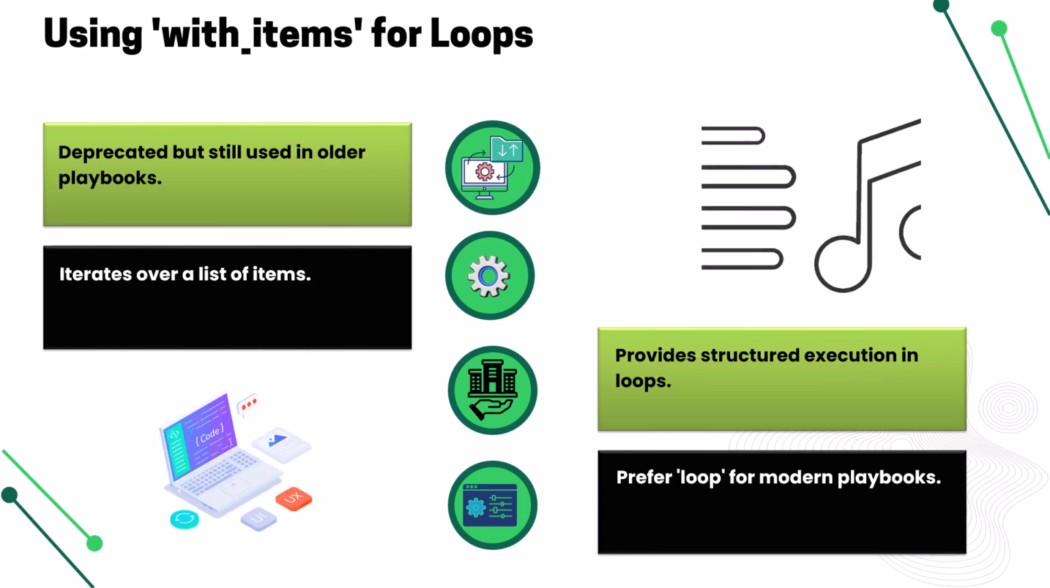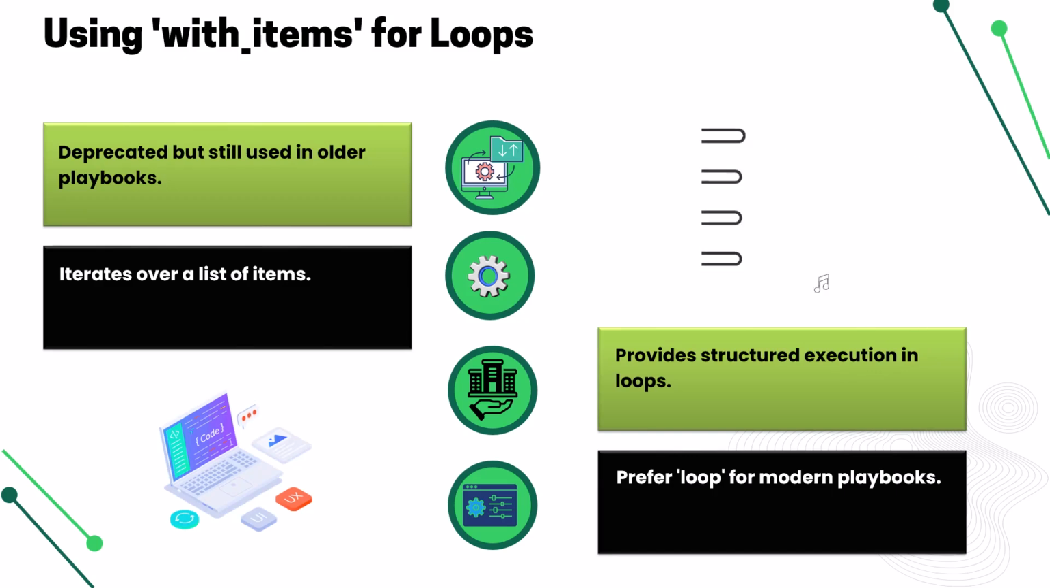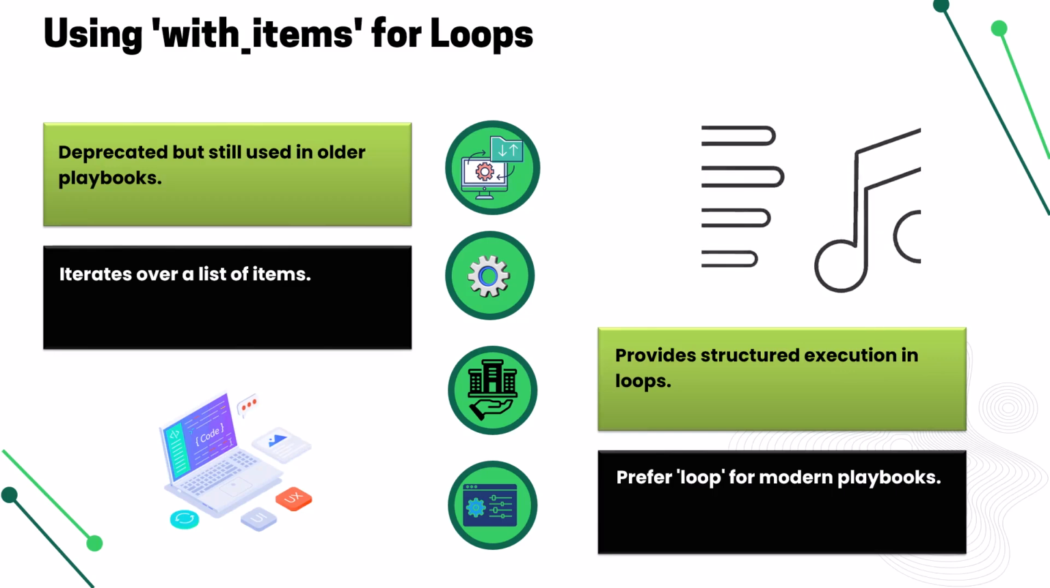With items is the grandparent of Ansible loops, respected but not always necessary. It works fine, but loop is the more efficient, younger sibling. If you're working with legacy playbooks, you might still encounter with items, but modern automation prefers newer methods.